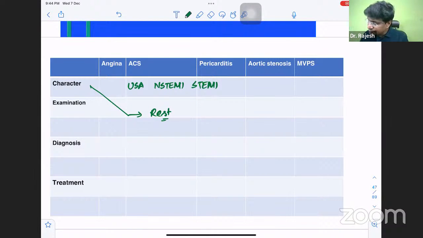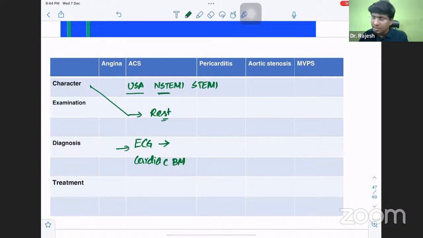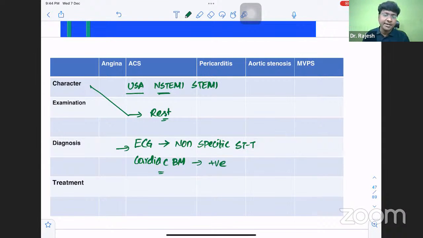Okay. And you diagnose acute coronary syndrome by your ECG as well as the cardiac biomarkers. Again, on ECG, in case of unstable angina and non-ST segment elevation MI, you will have non-specific ST-T changes, right? Whereas in NSTEMI, there can be ST segment depression. Cardiac biomarkers, that is your troponin T and your CK-MB, are elevated only in case of NSTEMI as well as STEMI, that is ST elevation MI. Okay.